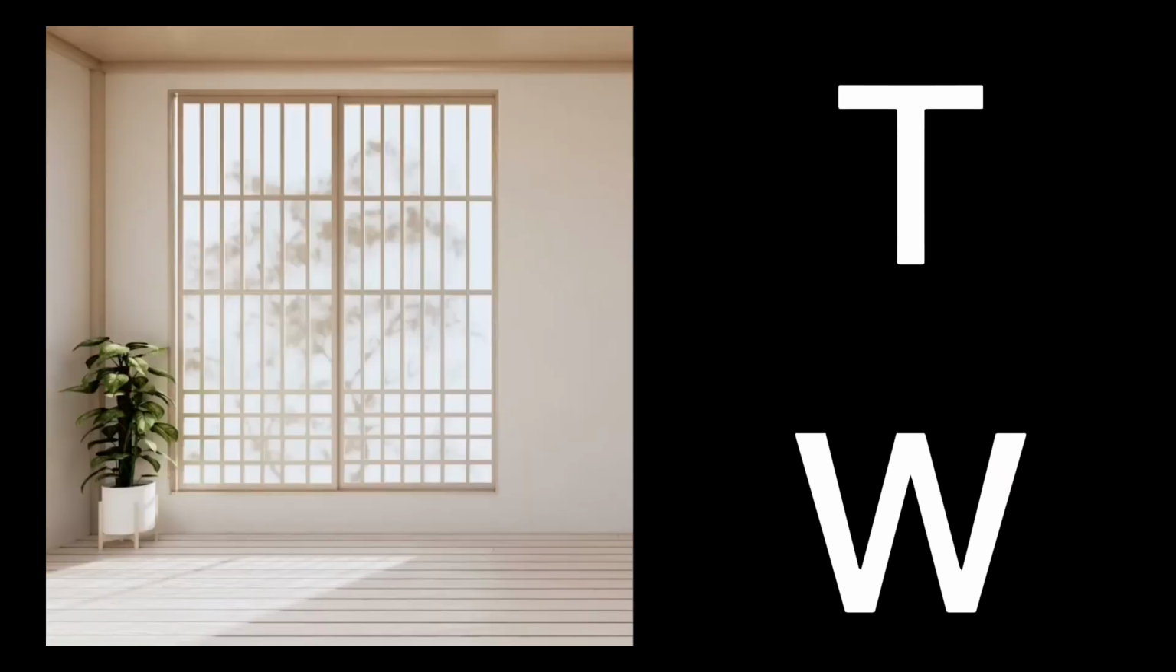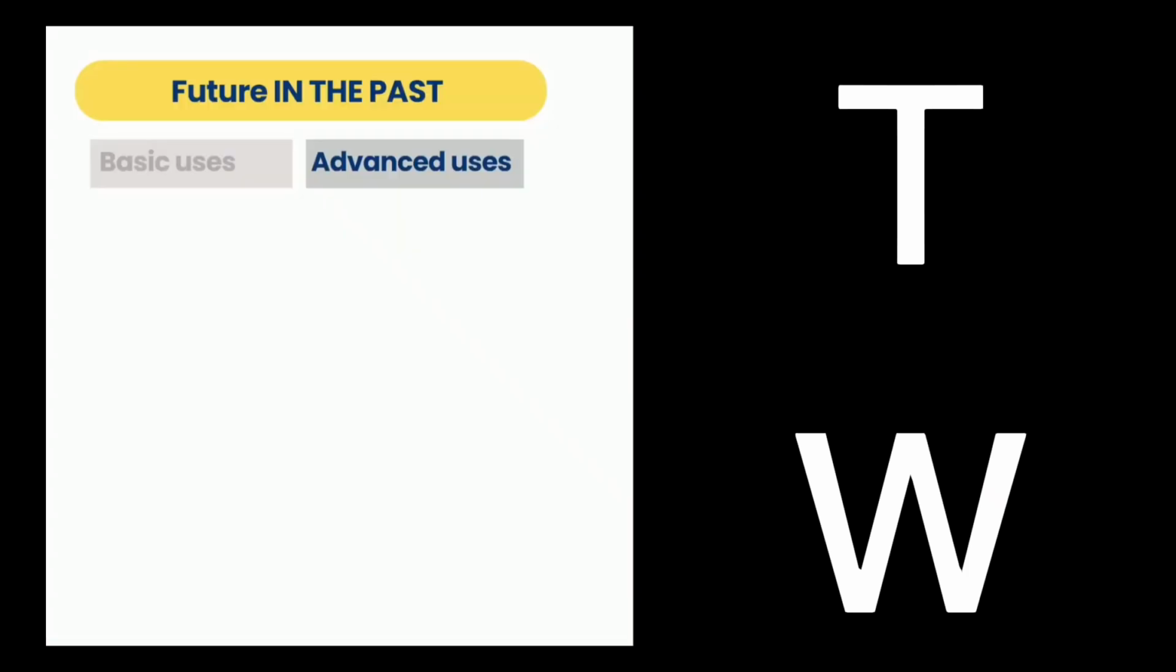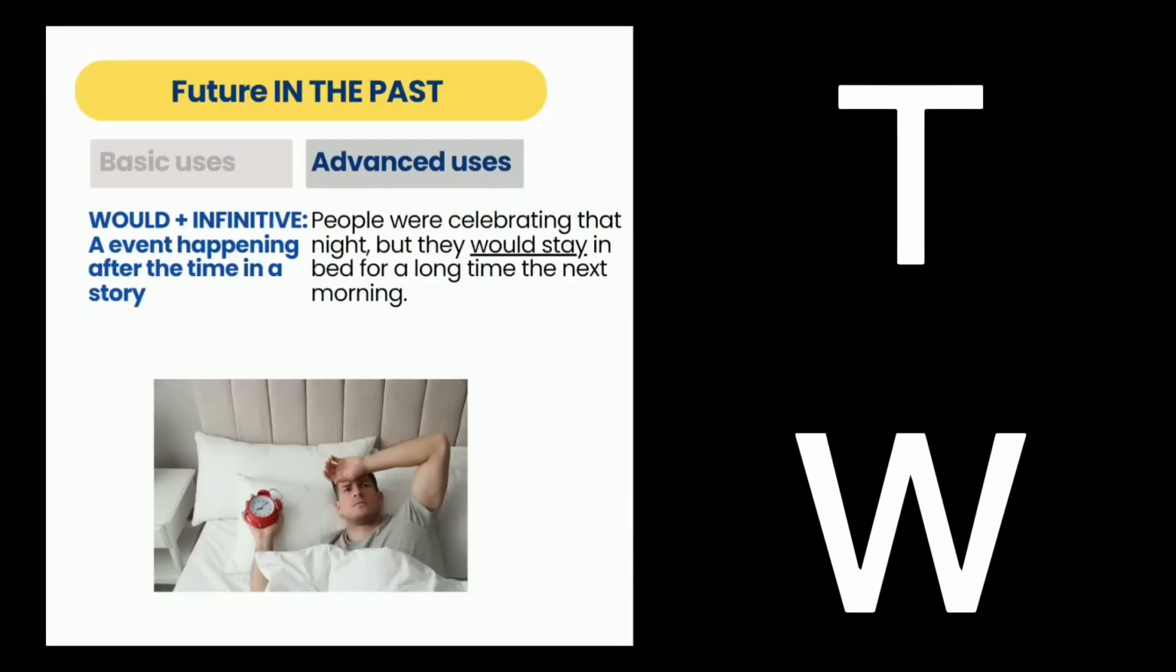Okay, we're nearly at the end, but we have a little bit left to do yet. Next, it's future in the past. First of all, we can use would followed by infinitive for an event happening after the time in a story. Here's a man who's got a clock in his bed. Why is that? Well, let's look at the story and then let's think about what it means.